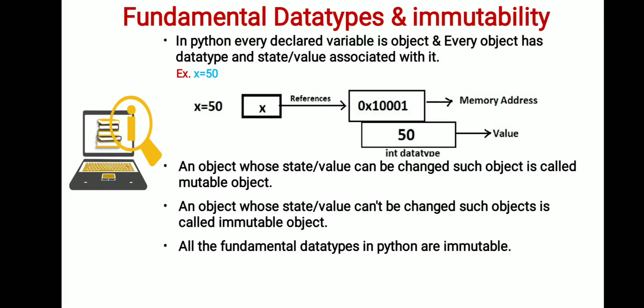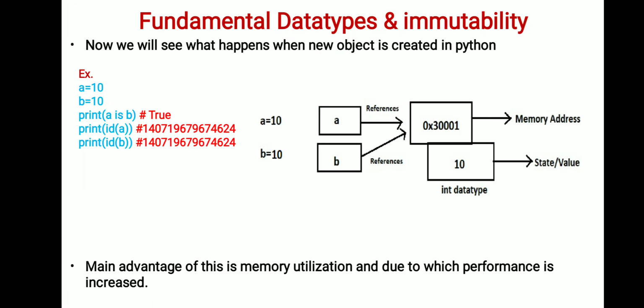Now in Python, all fundamental data types are immutable. That is int, float, boolean, complex and string. All five fundamental data types in Python are immutable.